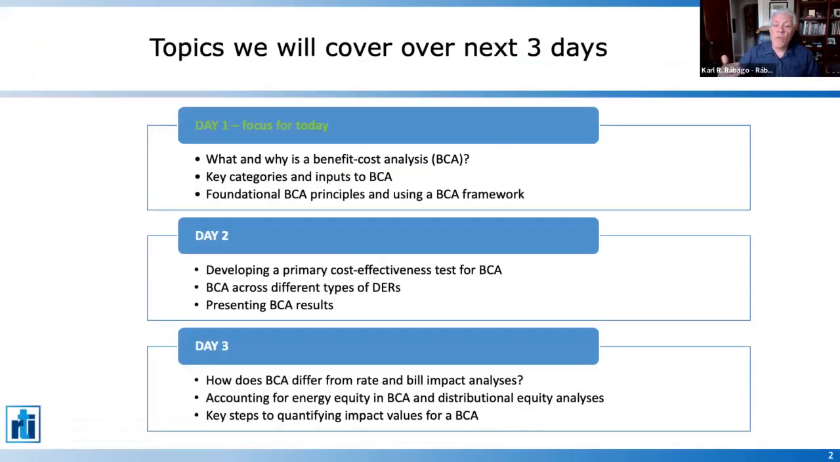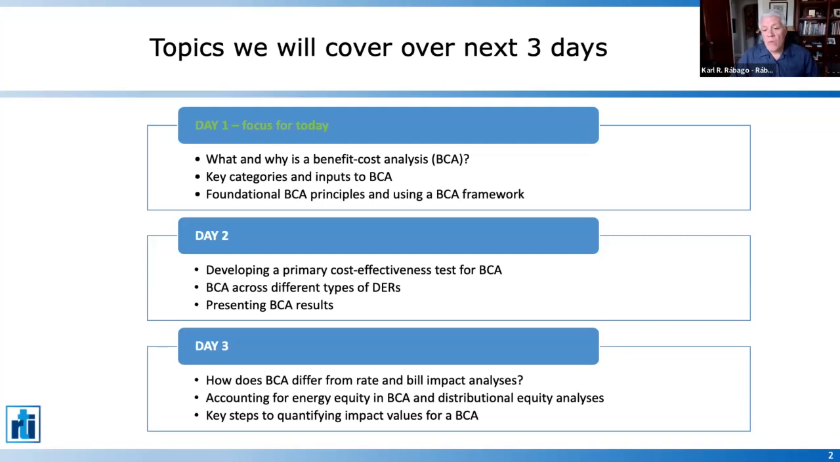Today's focus is going to be what and why of benefit cost analysis, and some key categories and inputs that go into BCAs, as well as getting started on foundational principles and how to use a BCA framework for moving forward into establishing your own approach to BCAs.